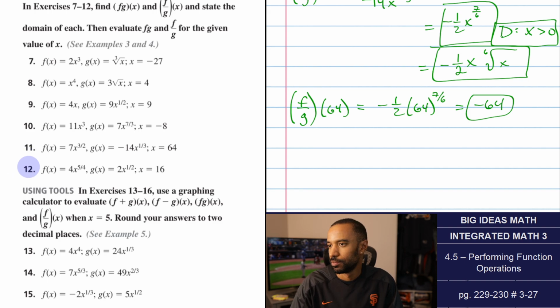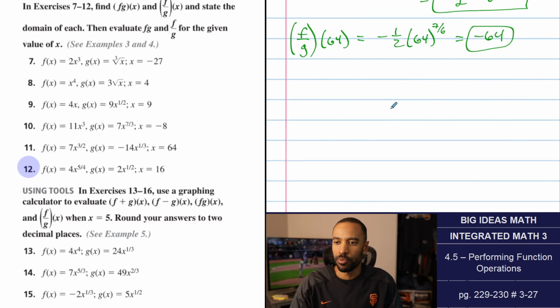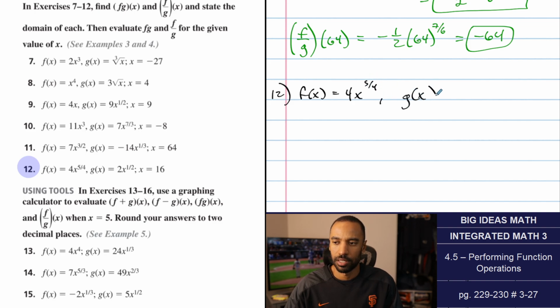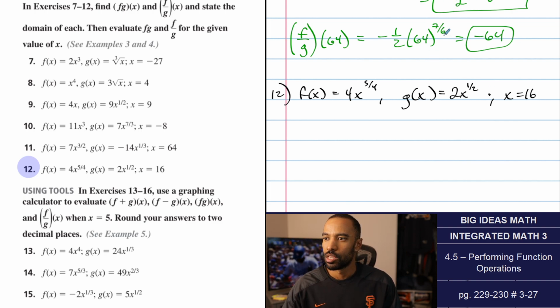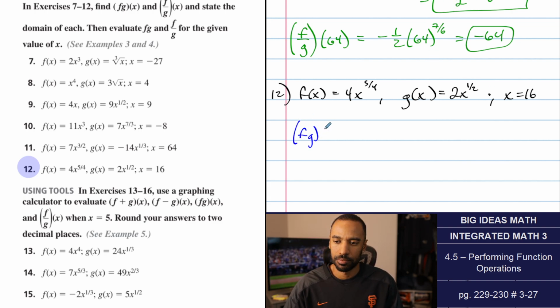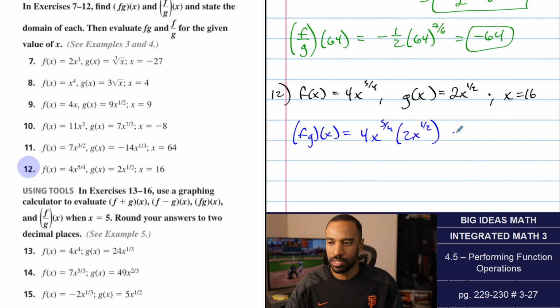Number 12. Number 12, we have f of x equals 4 times x to the 5/4 power. g of x equals 2 times x to the 1/2 power. And x equals 16. So f times g of x. Are they going to try and trick us? I think it's just more like number 11. 4x to the 5/4 times 2x to the 1/2. We can do 4 times 2 and get our 8.